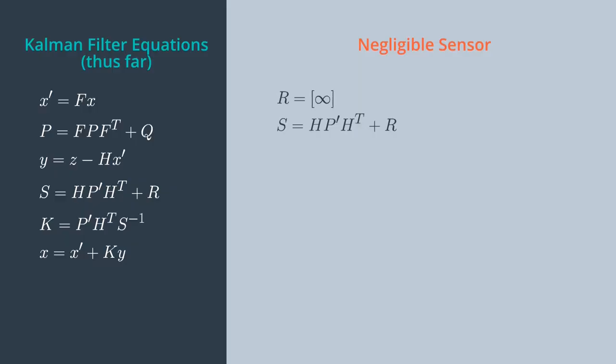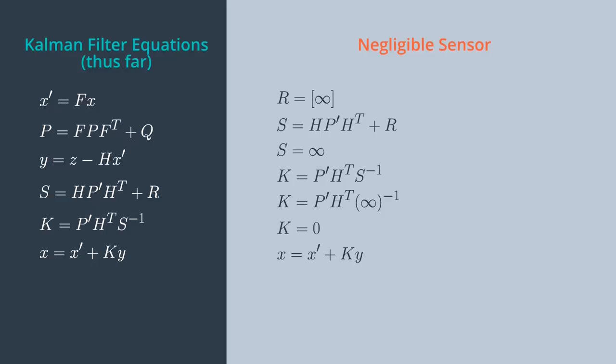Now, the equation for S contains the product of some matrices plus infinity. In such a case, S would equal infinity. Once again, we move on to the Kalman gain equation. Here, we can substitute S for infinity. And now we have the product of some matrices, including one that is the inverse of infinity, as in infinity to the power of negative 1. Well, that's 0, and anything multiplied by 0 is 0 itself. With a negligible sensor, the Kalman gain is 0.